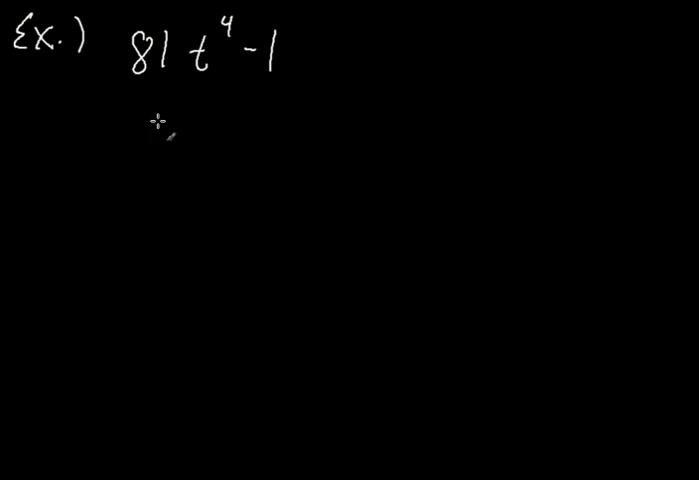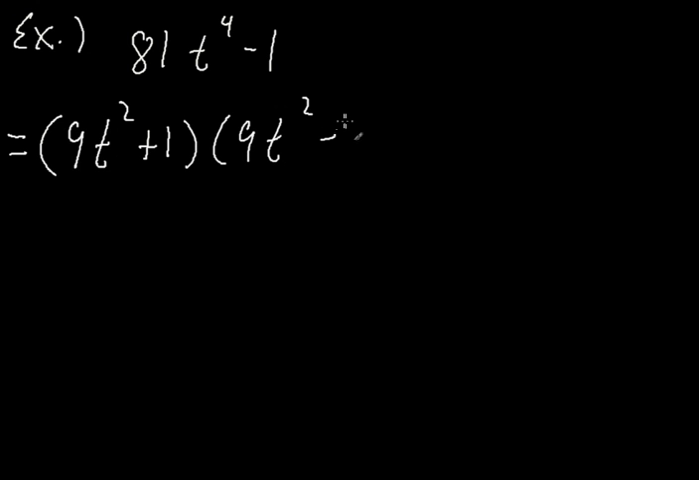Let's move on. 81t to the 4th minus 1. Okay, well, let's see what happens. 81 is 9 squared. t to the 4th is t squared squared. So this would be 9t squared plus 1, 9t squared minus 1. Okay, well, it takes some practice to see, but we're not actually done, because this here is also a difference of squares. 9t squared minus 1, well, that's 3t squared, and then this is 1 squared. So I have to go one more step.